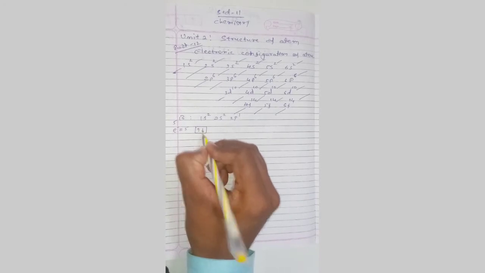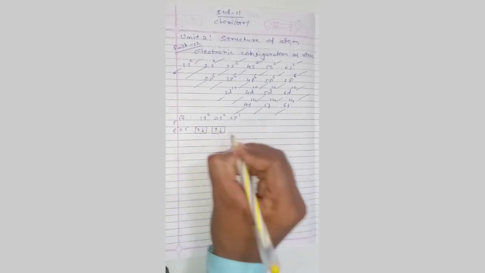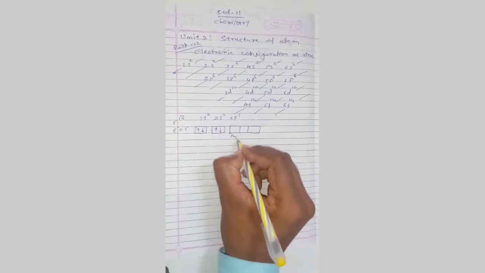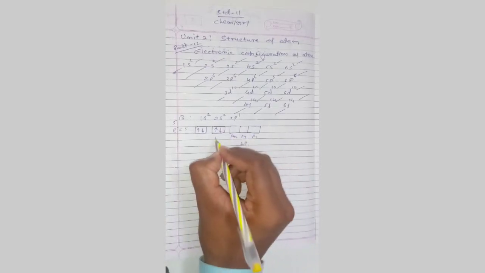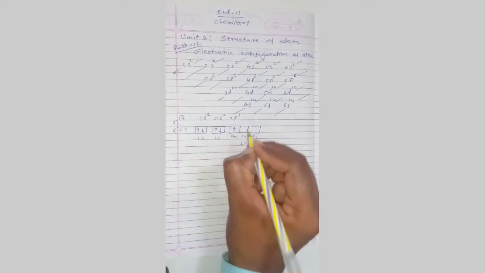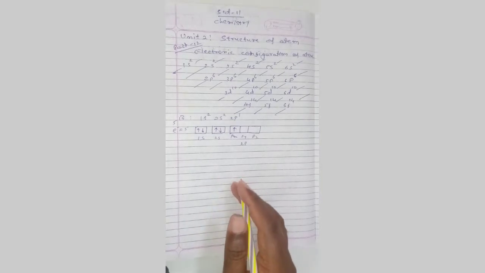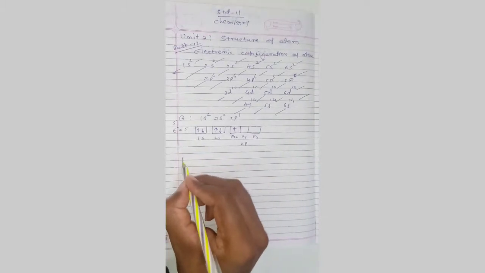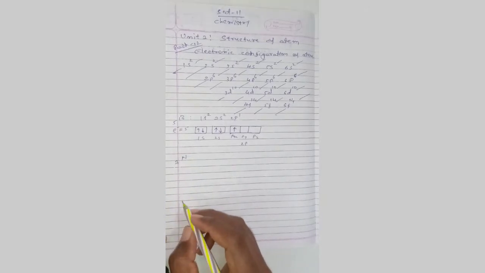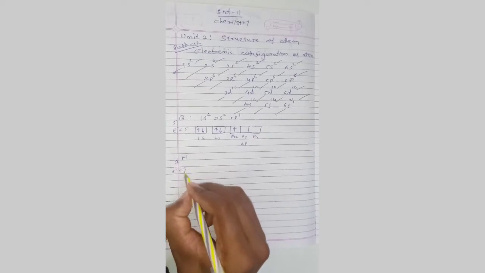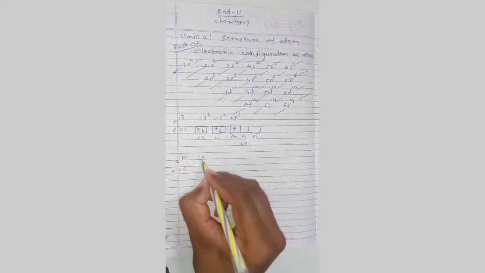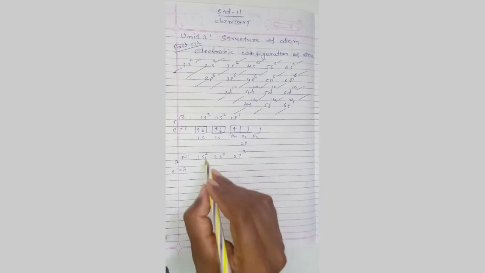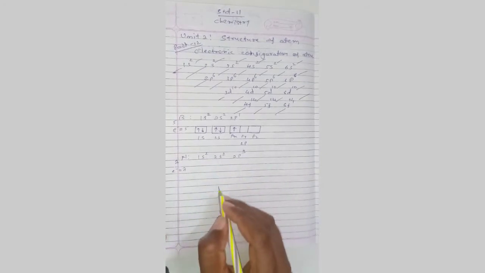The spins of the two electrons in an orbital are in opposite directions. Now for px, py and pz, this is 2p, 2s and 1s. So one electron enters the px orbital. Now the next example is the nitrogen atom. Here the number of electrons is 7. The electronic configuration is 1s2, 2s2 and 2p3. Four electrons fill 1s and 2s, and the remaining 3 electrons enter the 2p orbital.